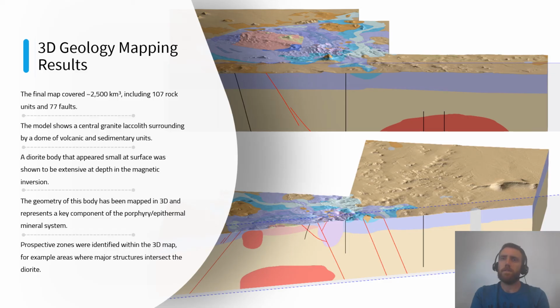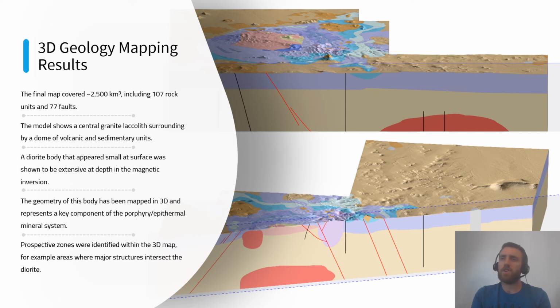Here are the results of the 3D geology mapping. We managed to model all of the units and structures which were identified in the 2D map and extend them into 3 dimensions. Essentially, the model shows a central laccolith of S-type granite which is draped over by volcanics and sedimentary units. But the most interesting thing out of this model is the presence of these buried I-type intrusions which correlate with the small diorite which is seen at surface.